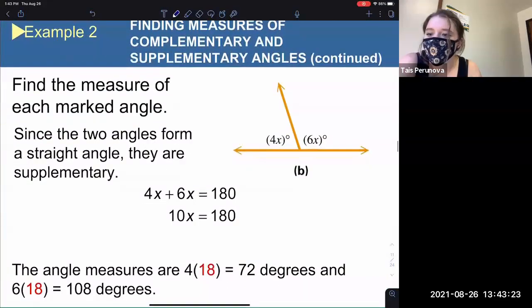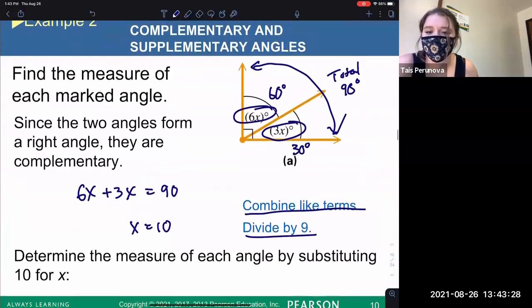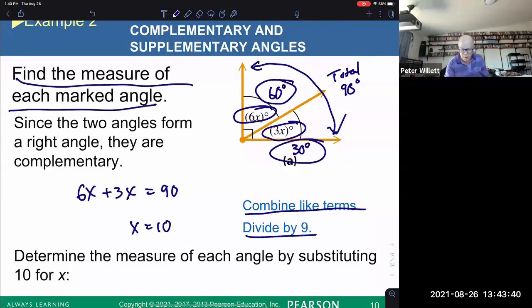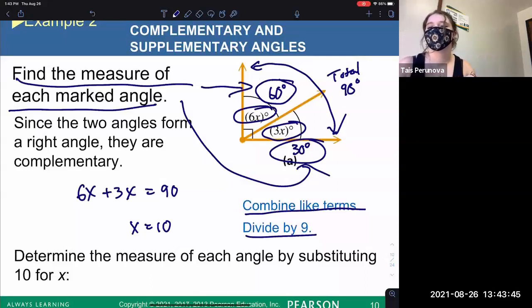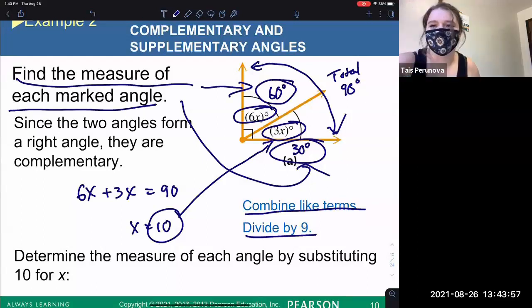Professor, at the bottom, it said determine the measures of each angle by substituting 10 for x. I'm kind of confused on that because the answer is x equals 10. No, it's not. So I wrote the answer over here, 30 and 60, because they asked us to find the measure of each marked angle, and that was here and here. Oh, never mind. I got it. It was substitute. Okay, never mind. The way I got the 30 was I plugged the 10 in for x and multiplied it by 3 to get the 30, and that's the substitution they're talking about. Yeah, no, I got it. Sorry. That was a stupid question.